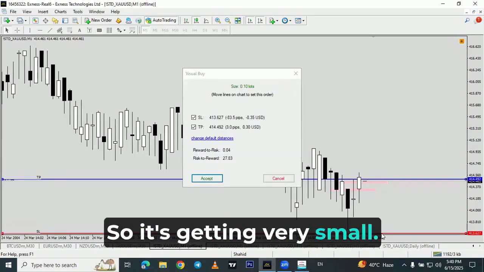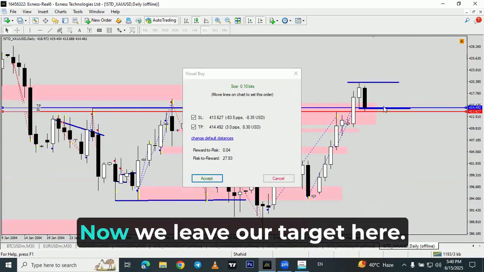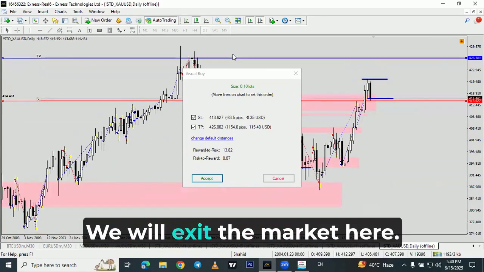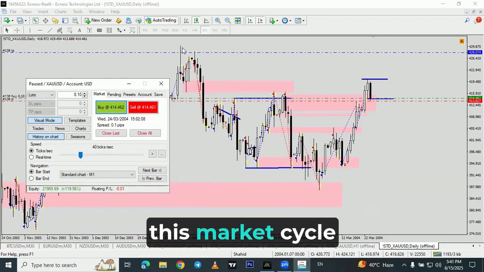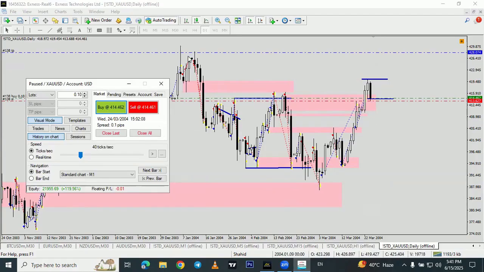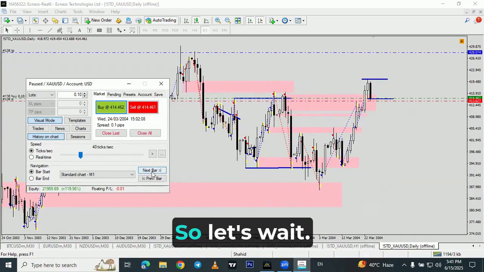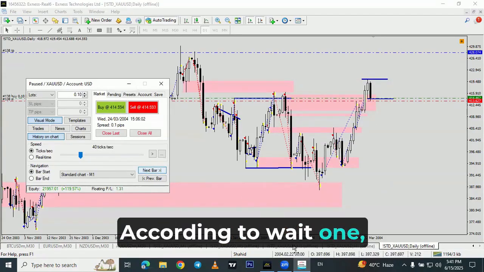So it's getting very small. In the daily, we target this high. Now we leave our target here. We will exit the market here. See, because the market cycle ran from here to here, this market cycle can also make it bearish. So let's wait. According to minute one, we planned it.